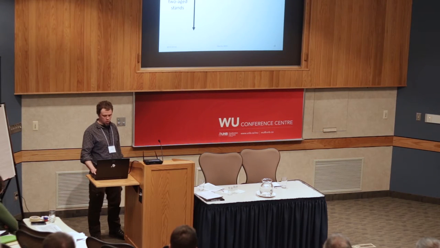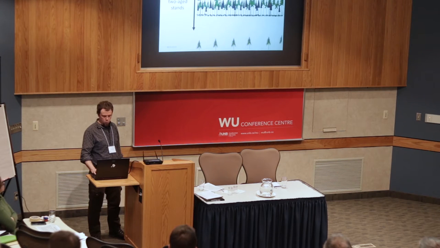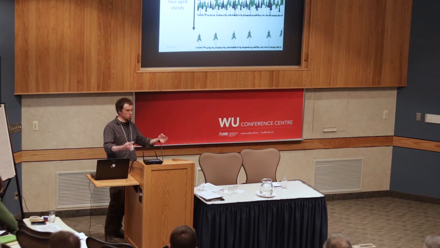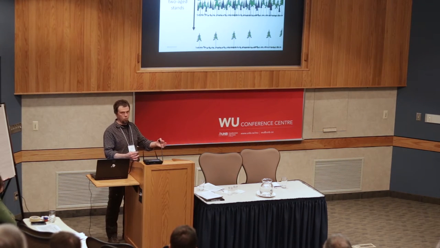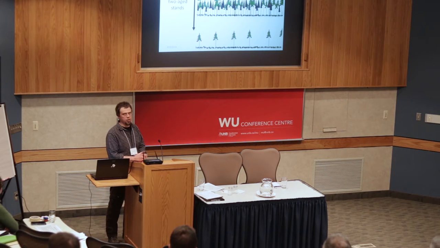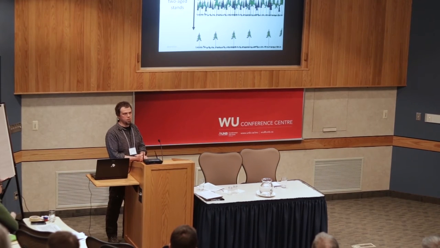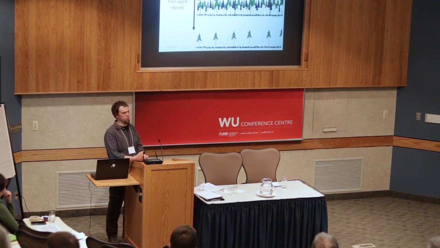It also speaks to double cohort stands, which are the product, again, of major disturbance events, where canopy trees survive the disturbance, and you end up with a double cohort, a two-age stand. So again, even-age stands and two-age stands are both dominated by a single cohort. The difference in two-age or double cohort stands is that canopy trees actually survive the event, producing two-age stands.